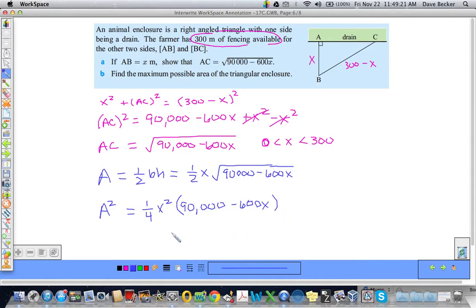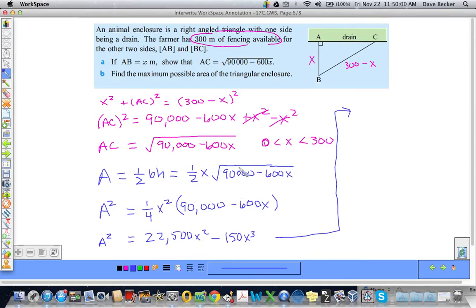We could have used the product rule, but it would have been a little bit messy. If I take 1/4 x squared and distribute it through, and simplify it, let's save some time, A squared is equal to 22,500 x squared minus 150 x cubed. Now I'm going to take the derivative of that, because remember, if I square something, the maximum will occur at the same x coordinate.